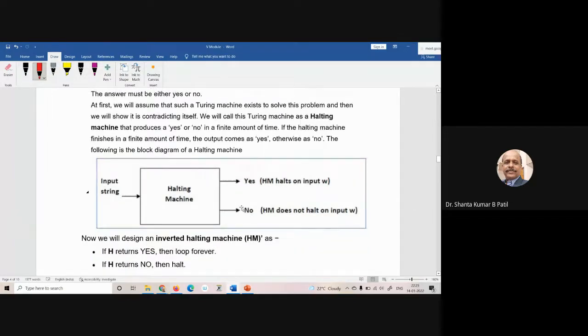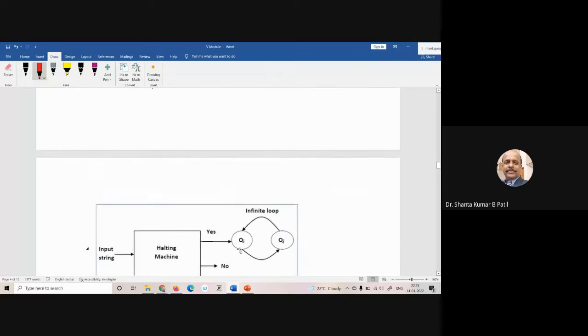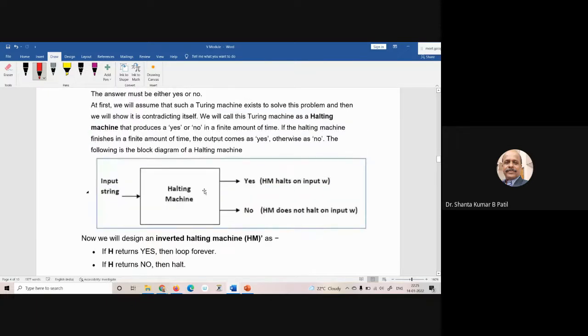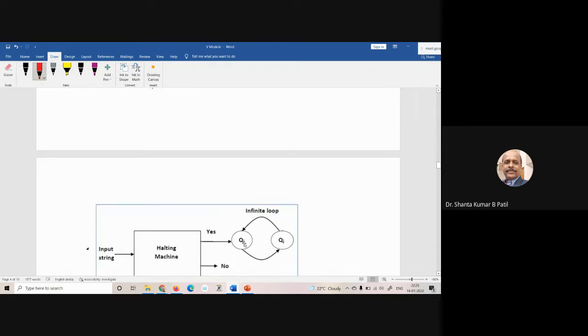Pictorially, you can represent it like this. The inverted halting machine: string is accepted. In the normal halting machine, if the string is accepted, it halts. But in the case of the inverted machine, if the string is accepted, it should not halt. You can put it in an infinite loop, going qi to qj, qj to qi. So even though the string is accepted, the machine is not halting. In the case of the inverted machine, two more states have been included on the yes side. If it is a no, it halts.